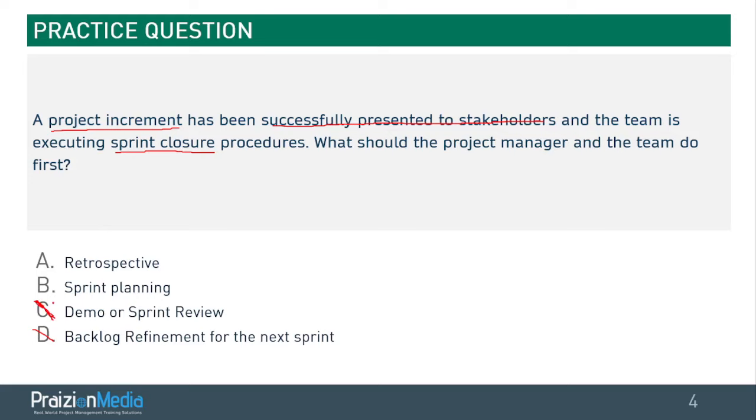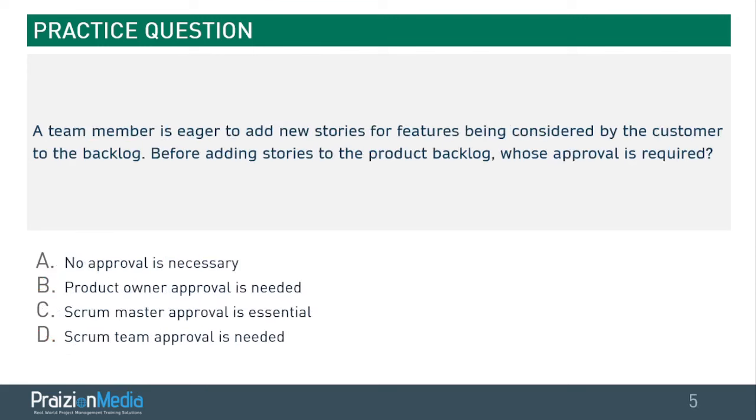B says sprint planning, but we know that the increment has been successfully presented. The next thing that should happen in order to successfully close out the sprint is a retrospective. And that's the best answer. Not sprint planning. Sprint planning will happen in the next sprint. But for now, what to do first is have that retrospective. And then in the next sprint, you can do your sprint planning. Let's move on to the next one.